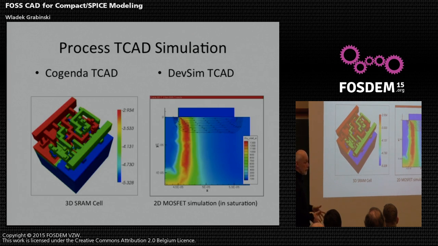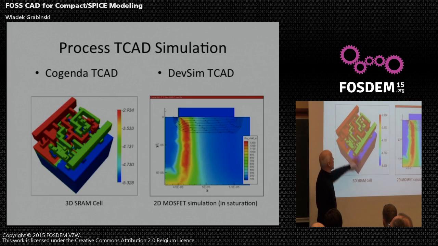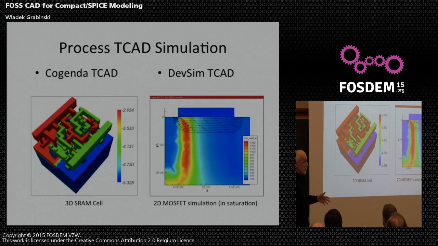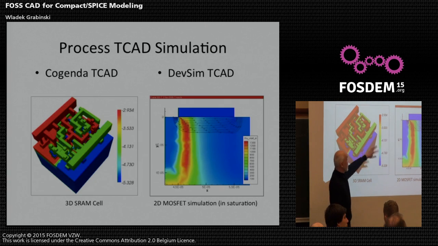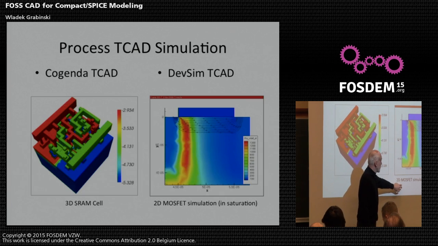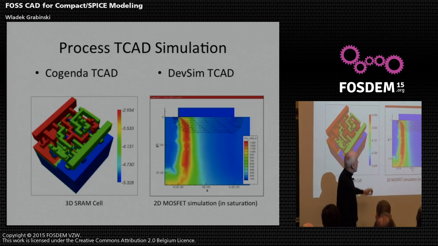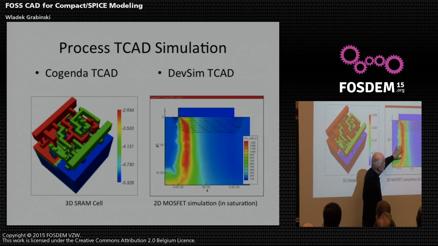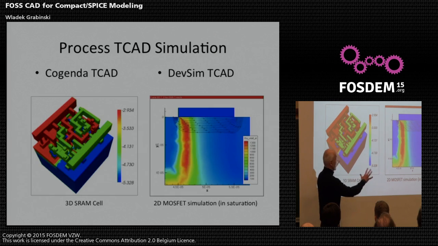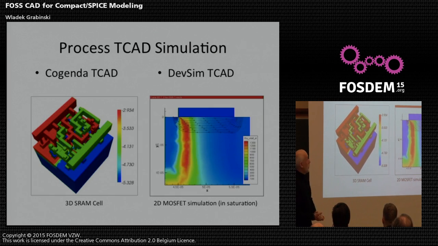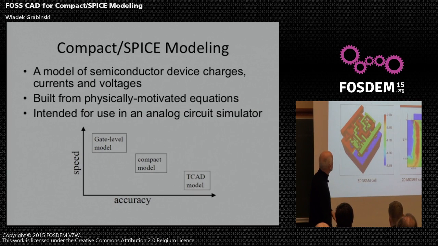Process simulation. Again, we cannot fabricate. It's quite complex, but we can support device development, technology optimization. This is an example of a 3D simulation of an SRAM cell using Cogenda TCAD tools. It's free GPL software. You can do quite complex, sophisticated simulations. DevSim is another example. This is a 2D simulation of a MOSFET device, and you can see the current flow and the mobility distribution in this particular device. These two tools give you input for compact modeling to build your models.